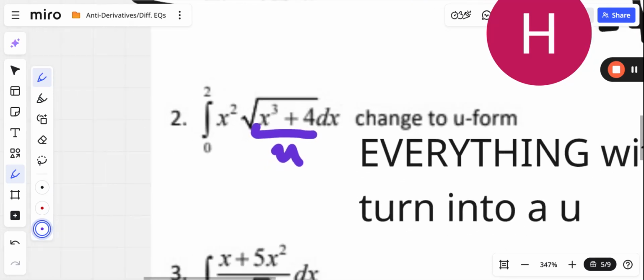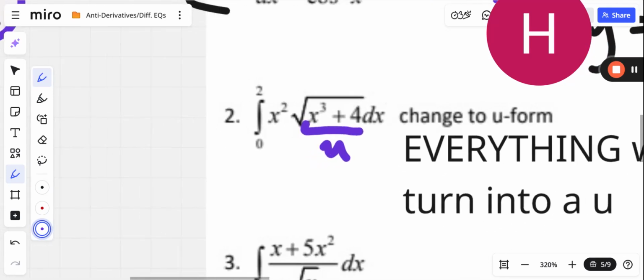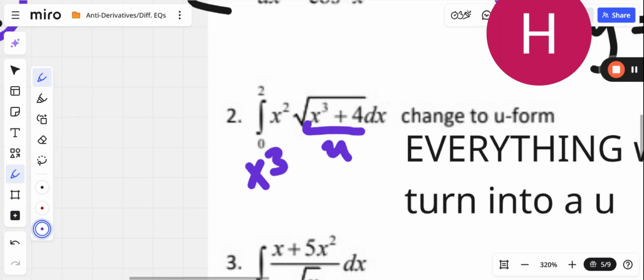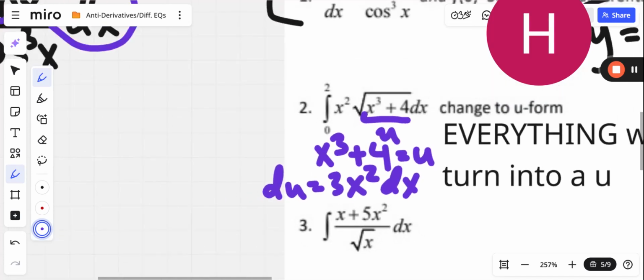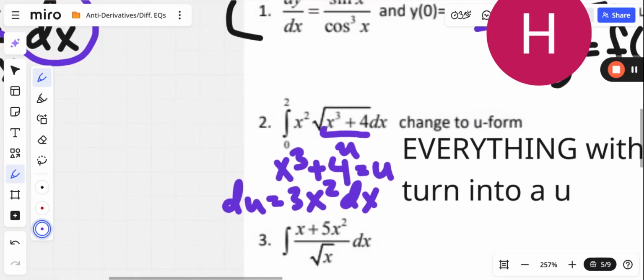If you can't see that, I'm sorry, it's a little bit blurry. So u is going to be x cubed plus 4. That's what's inside of the radical. So du is going to be 3x squared dx. That changes pretty much everything to x's.